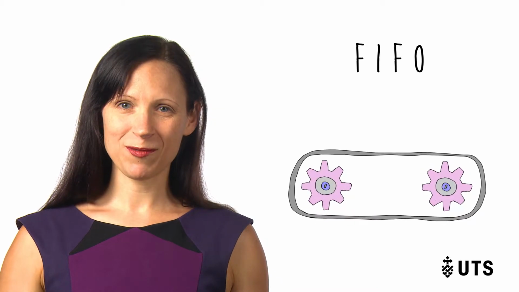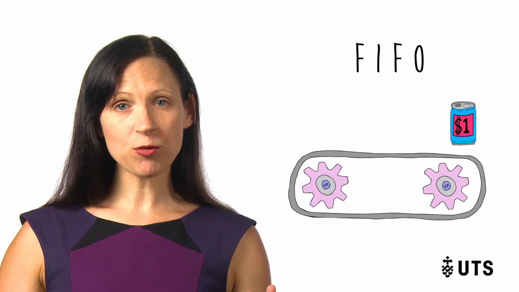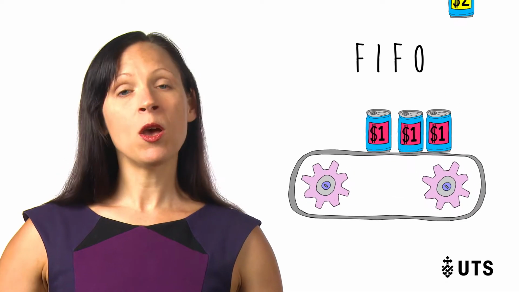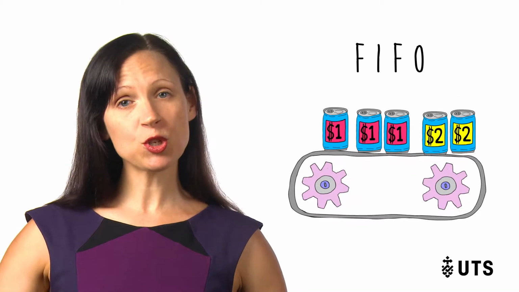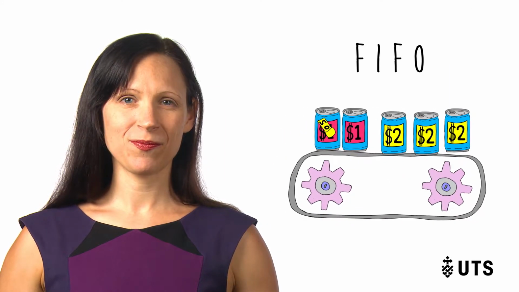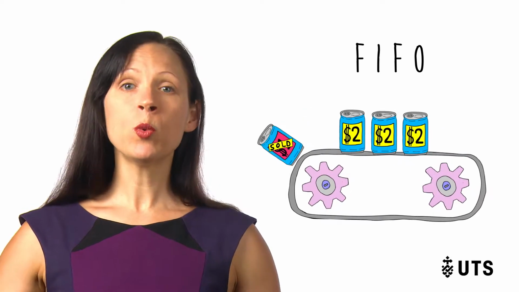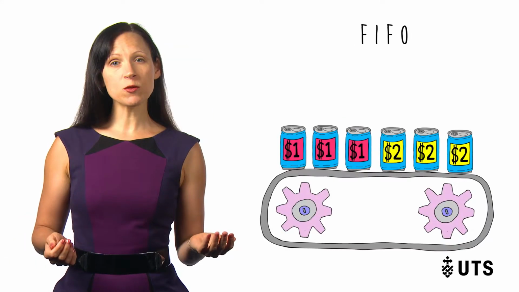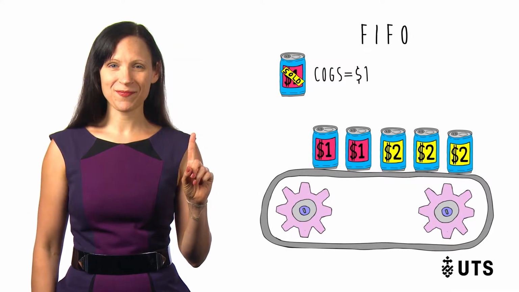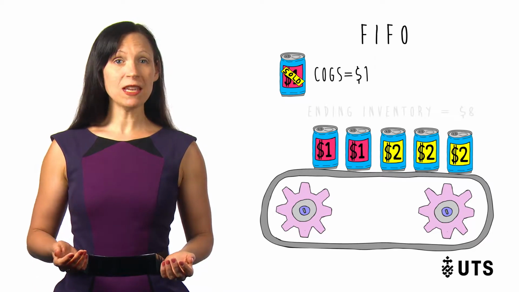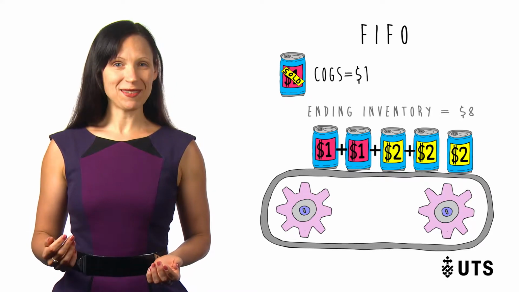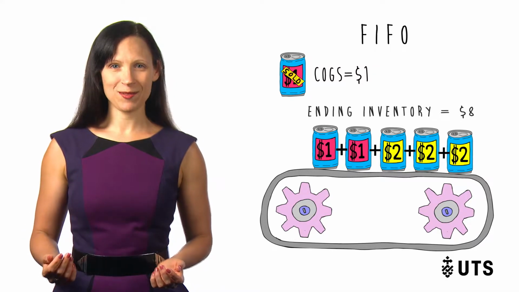I like to remember FIFO like goods on a conveyor belt. The first 3 items we purchase for $1 each. We then purchase another 3 at $2 each. When we sell one, we assume the first in is the first out. So cost of goods sold is reported as $1. And the value of ending inventory is reported as $1, $2, $3, $4, $5, $6, $7, $8.